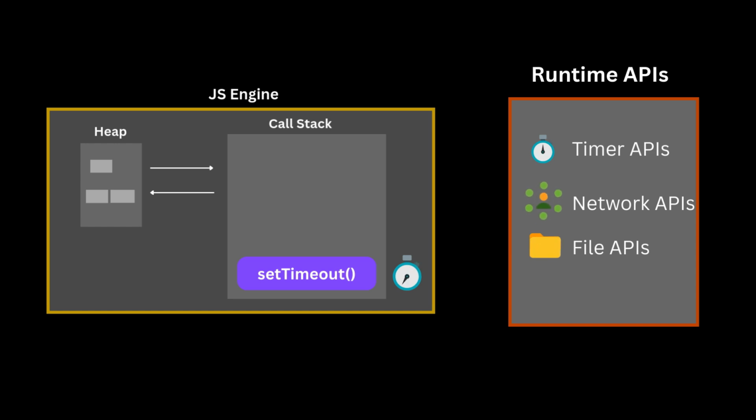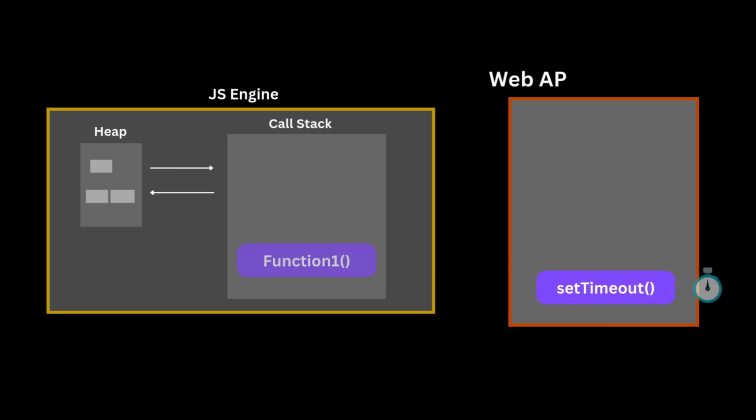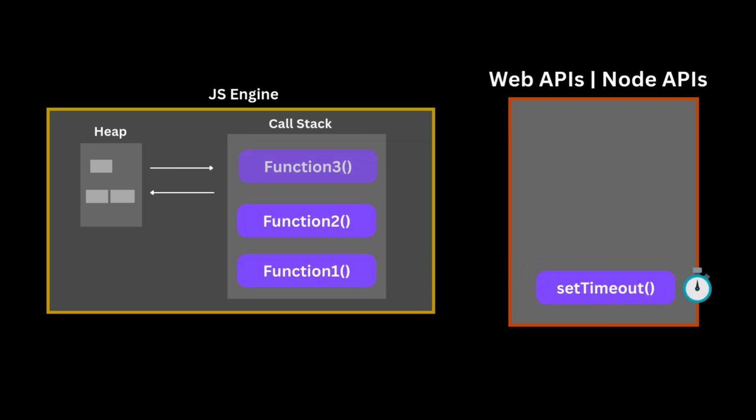When you use setTimeout, fetch, or file operations, JavaScript sends that task to Runtime APIs. In the browser, these are called Web APIs. In Node.js, they are Node APIs. They handle the waiting part, while JavaScript continues running other code.